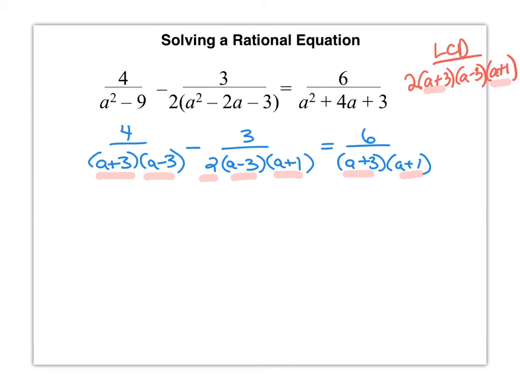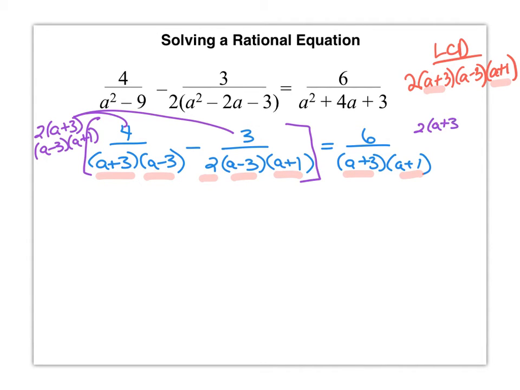So if we multiply the whole left side of the equation by the LCD, which is 2 times a factor of a plus 3, a factor of a minus 3, and a factor of a plus 1. Okay, we're going to distribute that to each term on the left as well as the term on the right. We're going to multiply that by 2 times a plus 3, a minus 3, and a plus 1.